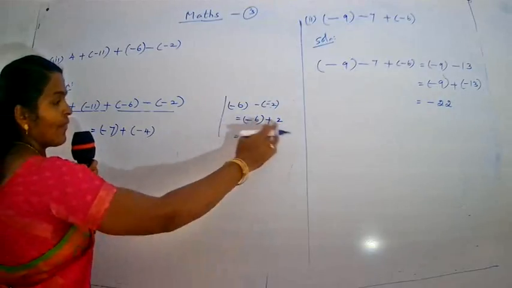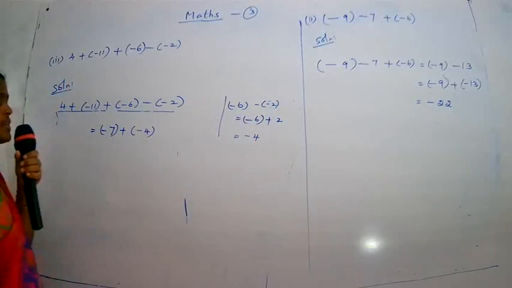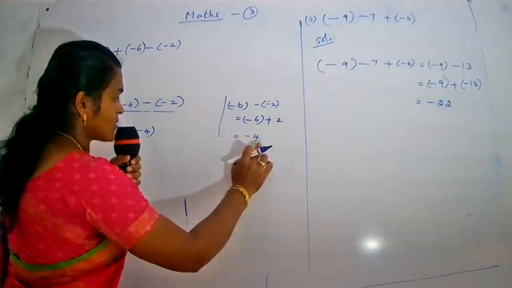Why? Having different signs. Different signs mean, in the rules of addition of integers, what's the rule? Second rule, yes. Having different signs means we find the difference and put the greater value's sign. So that's why your answer is minus 4.